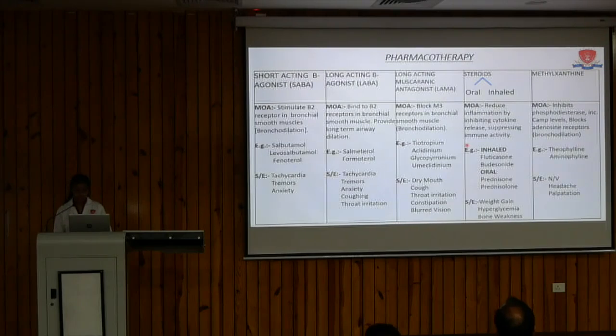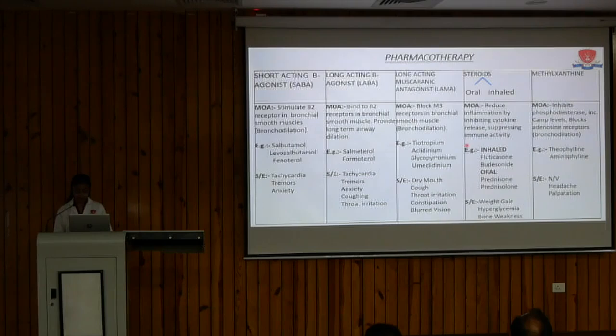Steroids reduce inflammation by inhibiting cytokine release and suppressing immune activity. Inhaled steroids include fluticasone and budesonide, and orally taken are prednisone and prednisolone. Side effects are weight gain, hyperglycemia, and bone weakness.